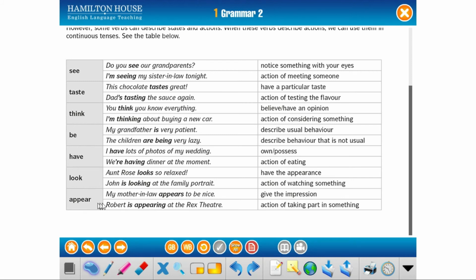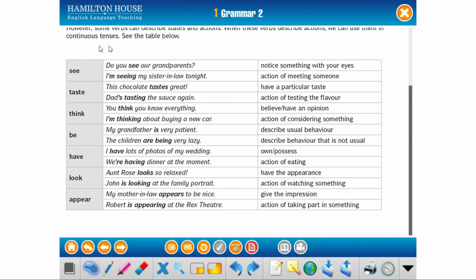And our last verb is appear. My mother-in-law appears to be nice. That is a first impression. We already know that some mothers-in-law are not nice for some people, but this is talking about when you first met someone. As I say, Fer appears to be quiet. That means that that's the impression I have about Fer, but I don't know how she is, okay? And that's just an example. Then, when we add the ing termination, we can say, Robert is appearing at the Rex Theater. That is an action of taking part in something, when you are arriving somewhere.